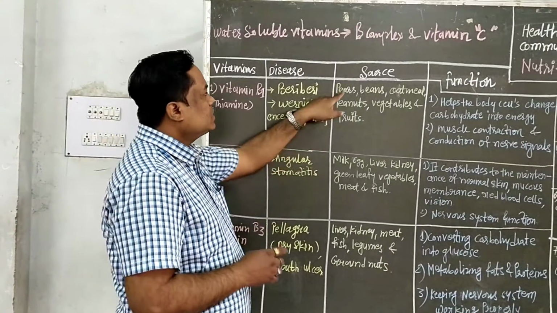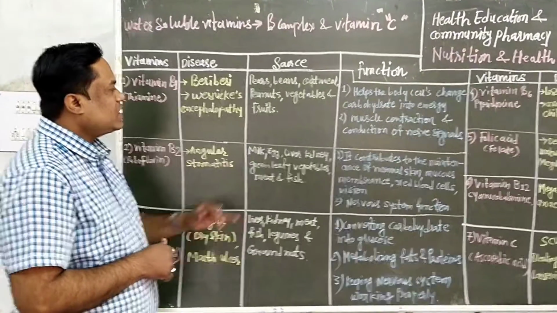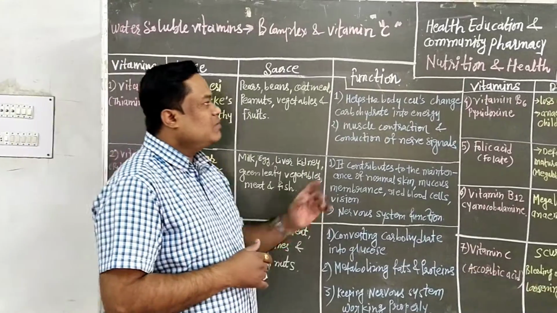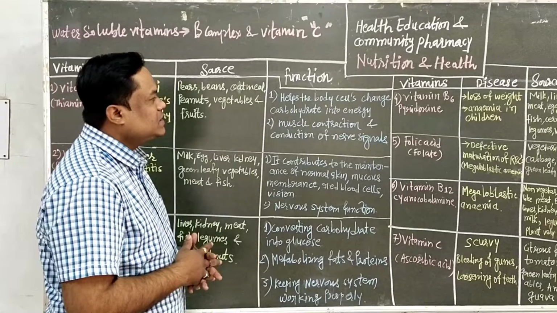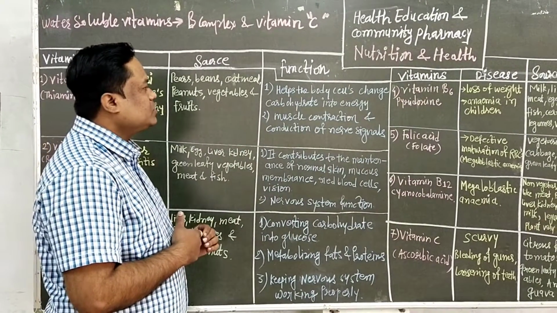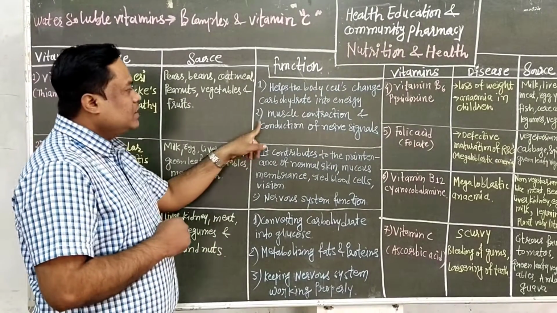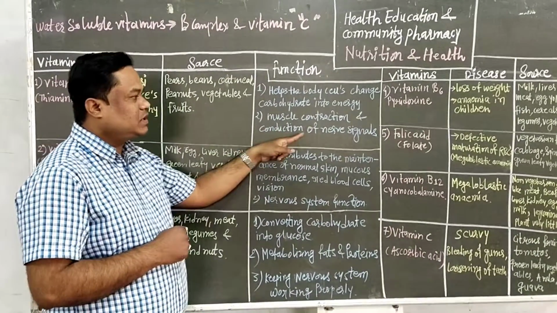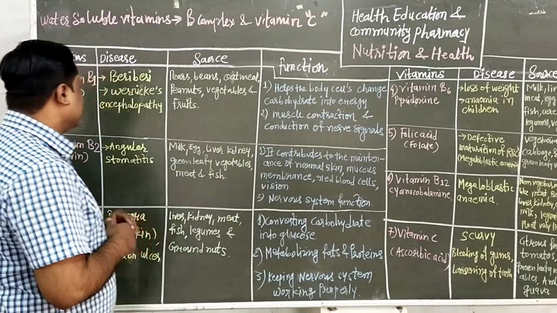Then what is the source? Pears, beans, oatmeal, peanuts, vegetables and fruits. These are the sources of vitamin B1. And next is important function. The important function of vitamin B1 is that it helps the body cells change carbohydrate into energy. This is the first important function of vitamin B1, that is thiamine. And second, it helps in muscle contraction and conduction of nerve signals. So these are important functions of vitamin B1.